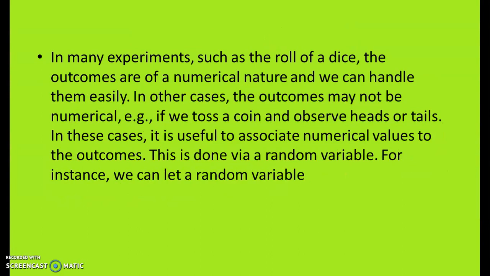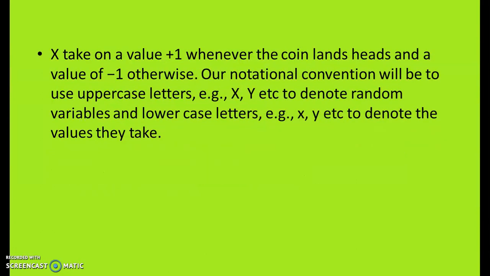In many experiments, such as the roll of a dice, outcomes are of a numerical nature and we can handle them easily. In some other cases, the outcomes may not be numerical. So let's take an example. If we toss a coin and observe heads or tails, it is useful to associate numerical values to the outcomes. This is done via a random variable. For instance, we can let a random variable X take on a value +1 whenever the coin lands heads, and a value of -1 otherwise, that is, tails. If it's tails, -1; if it's heads, +1.